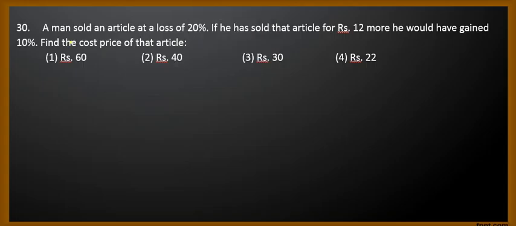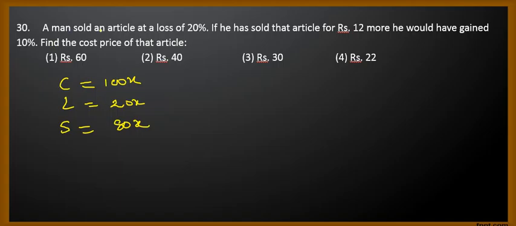A man sold an article at a loss of 20%. If he had sold that article for 12 rupees more, he would have gained 10%. Find the cost price of that article. This is similar to the previous question. Assume the cost price as 100x. What is the loss? 20x, because the loss given is 20%. Then the selling price will become cost price minus loss, which equals 80x.